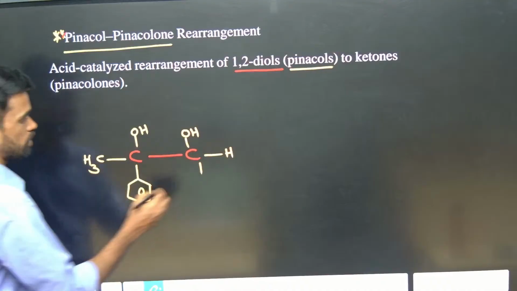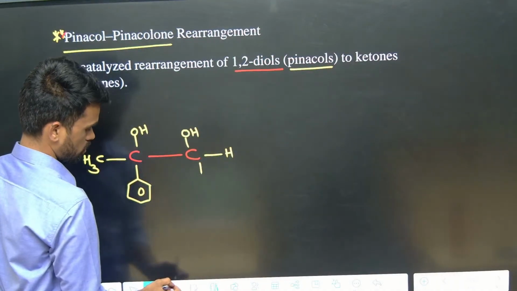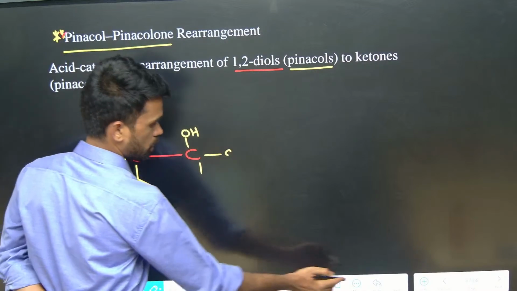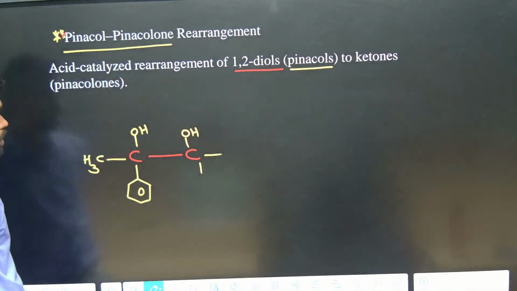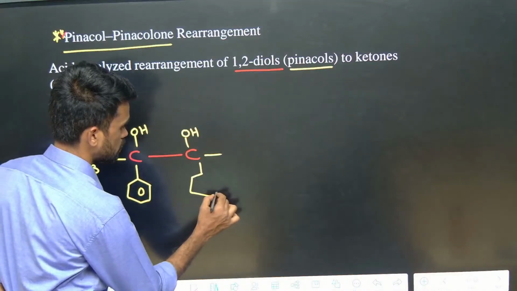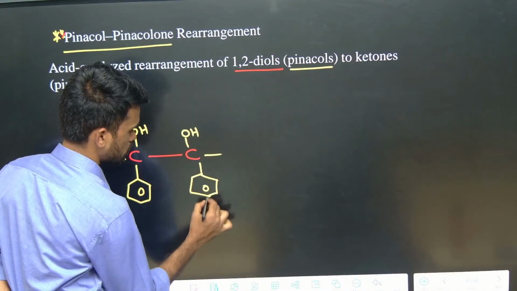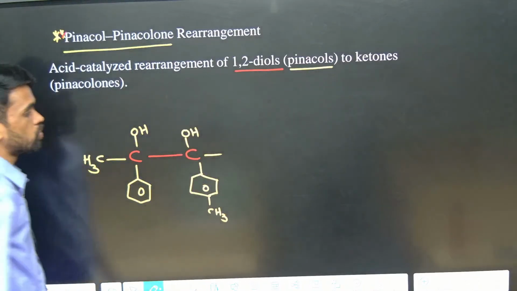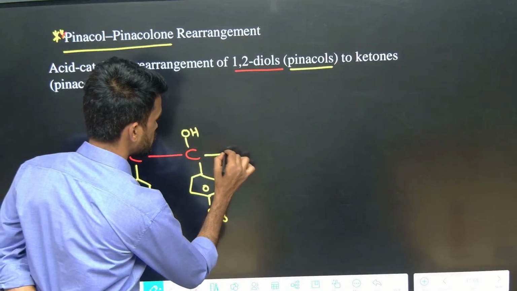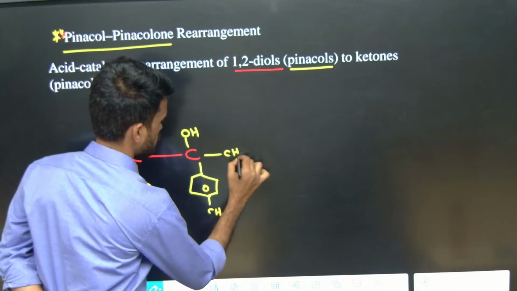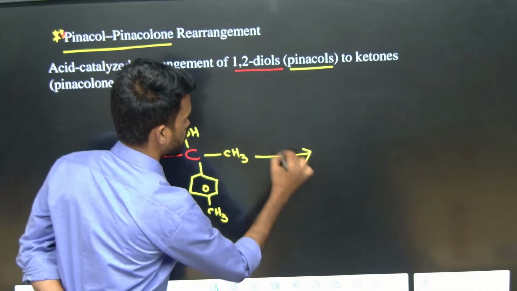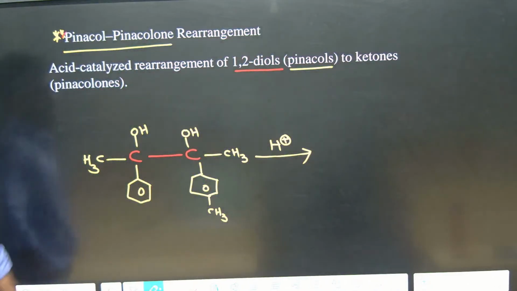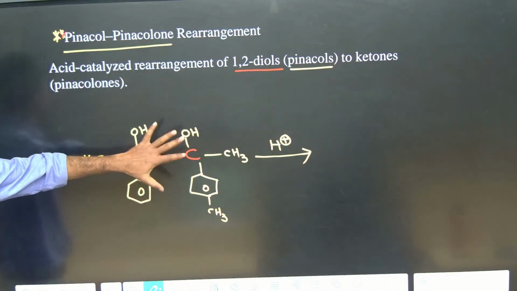And after that, not hydrogen, let us say one ethyl group, or okay, let me write a methyl group like this. And here the same. Like this I am writing. Now what happens, tell me? See, this is a pinacol. What is this called? Pinacol.